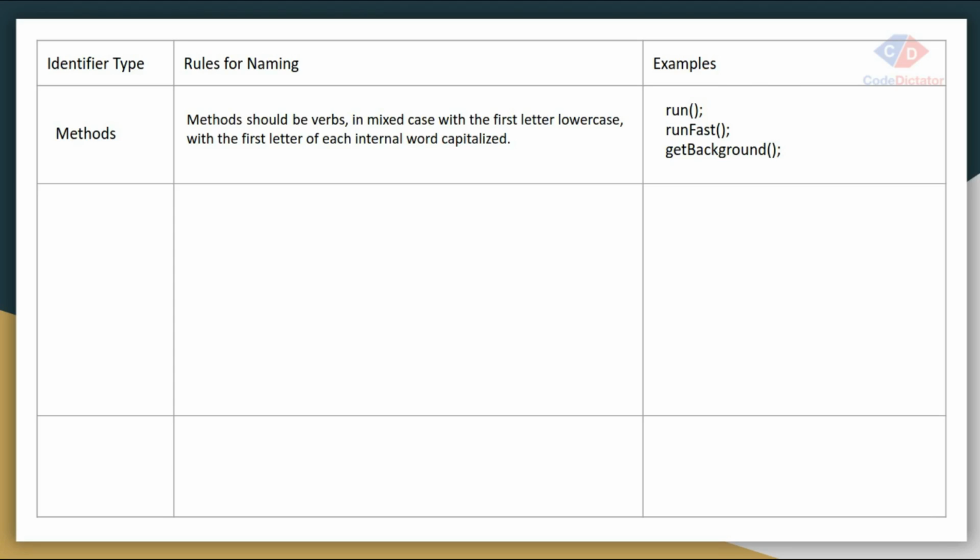Methods. So whenever you are defining any method, basically a method is an action, a behavior of that particular thing, like run fast, eat, sleep, walk, talk, like that. So whenever you are defining any method name, it always follows camel case, and the method name must start with a small letter.